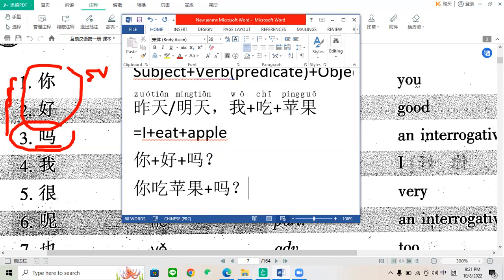Like 你吃苹果吗? Do you eat apple? It's very simple, right? So you can just place ma in the end of the sentence, I mean, in any declarative sentence. So it will help you to change it into question sentence. It's very simple. If you feel it's a little bit confusing, don't worry. In the future classes, we will practice a lot. Okay. All right. So let's move on.